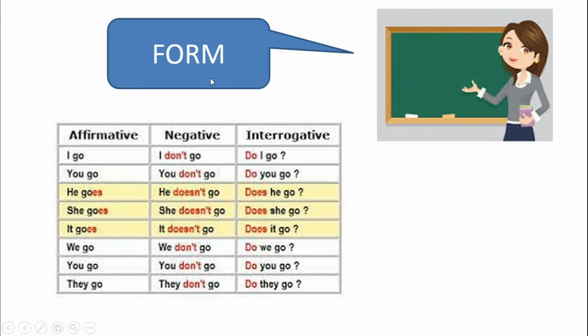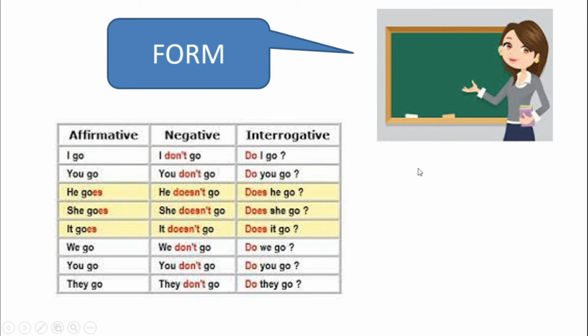When we want to make a negative form, then we use the auxiliary verb don't. I don't go, you don't go, we don't go, you don't go, and they don't go. You can see the difference in third person singular, where instead of don't, we use the auxiliary verb doesn't.